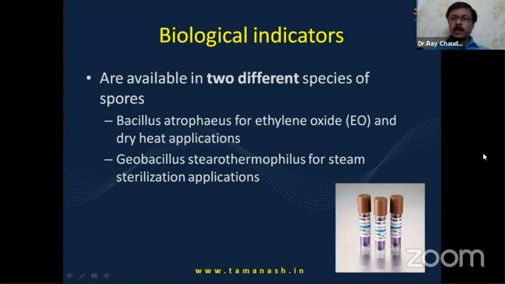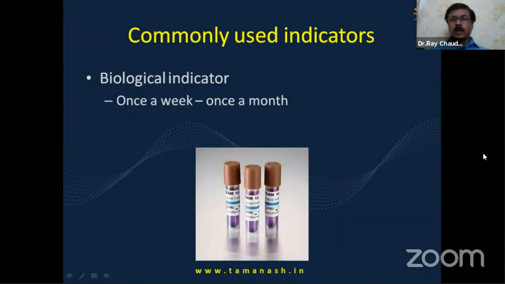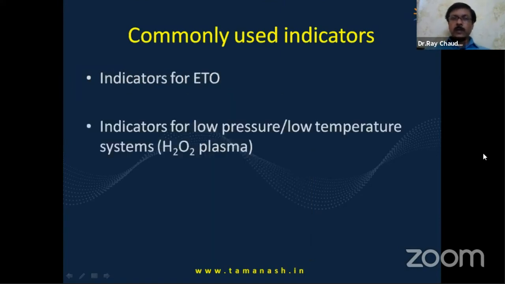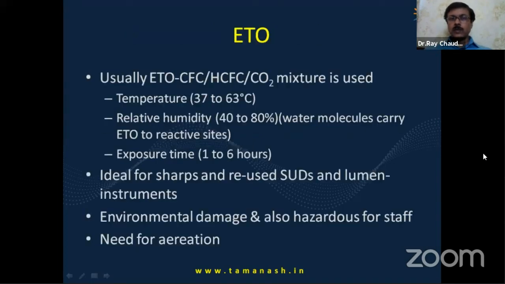Biological indicators or BI indicators contain a type of bacillus, spores which are damaged by heat and steam, and these have to be tested. Depending on the policy, either once a week or once a month, or whenever a new autoclave is installed or whenever it is repaired. So for ETO, the indicators are different, and there are different sets of indicators for the H2O2 plasma, etc., which we are not going to discuss.